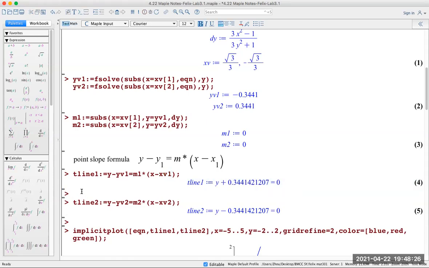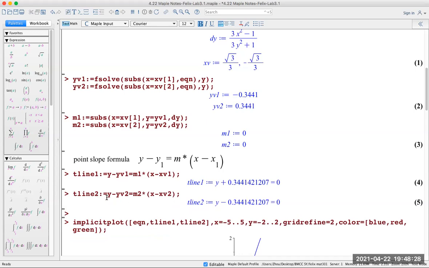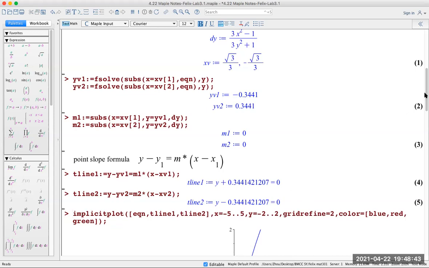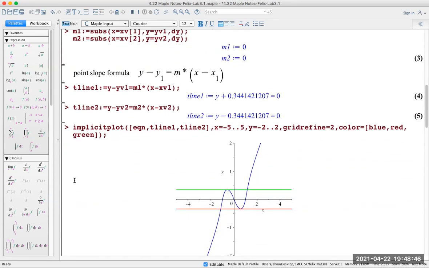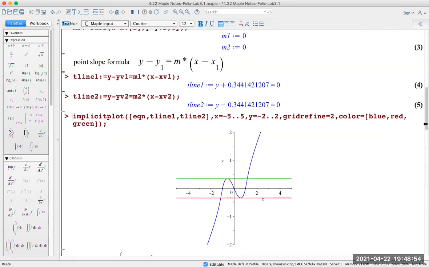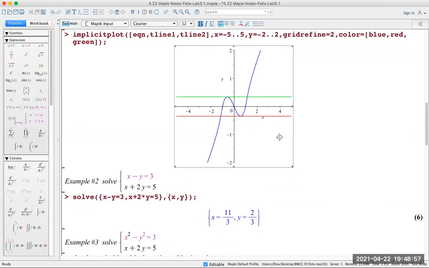Similarly for the second tangent line, it's almost the same thing. Make sure you have different names. This is tangent line 1, this is tangent line 2, and this is the second point value and the slope value. So that gives us the second tangent line. Now we have both horizontal tangent lines. We can graph them together to see if that is correct. And the graph is showing us the two horizontal tangent lines. Okay, all right, so that's the first example.